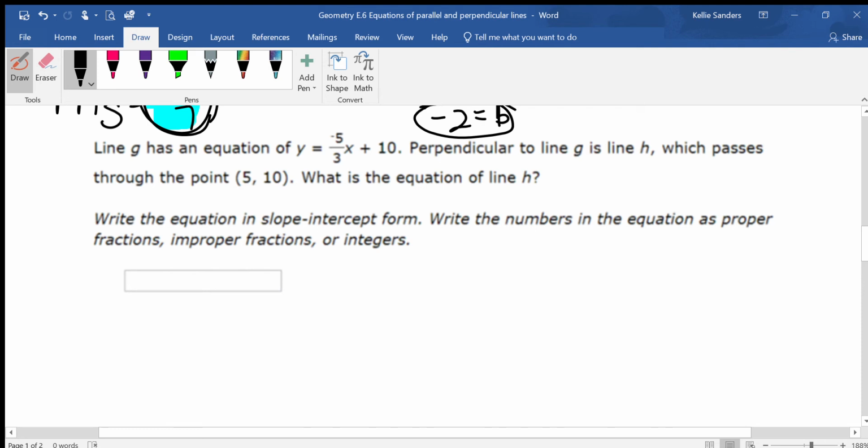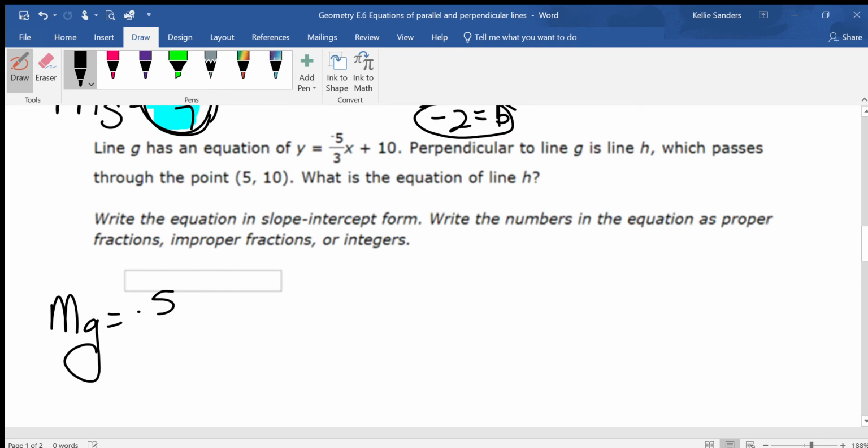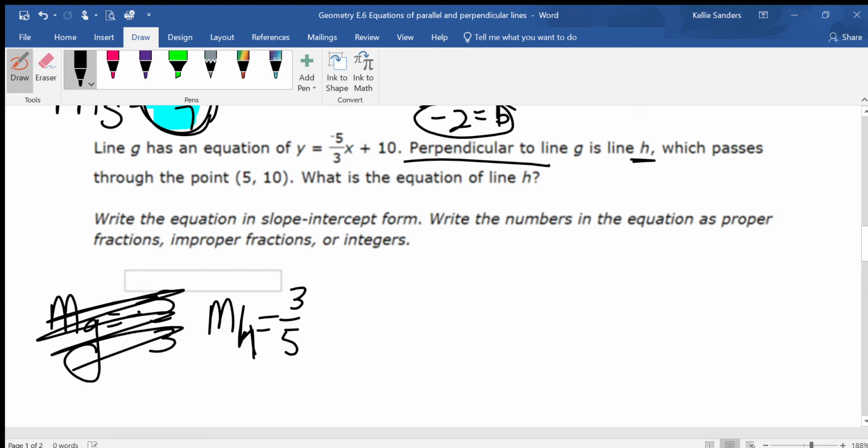G has an equation. So the slope of G is negative 5 over 3. Perpendicular is h. So the slope of h is positive 3 over 5. So we are finished with the negative 5 over 3. It goes through this point.